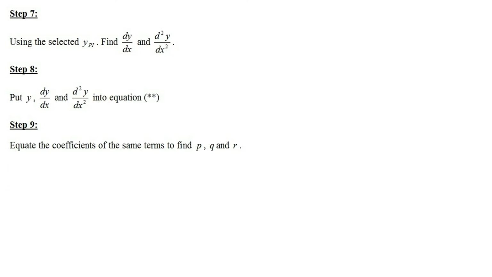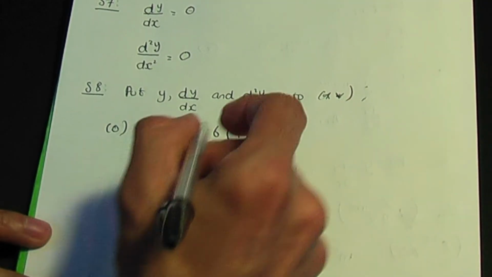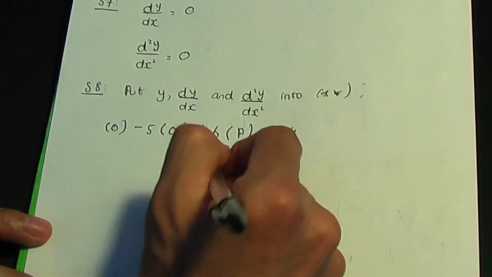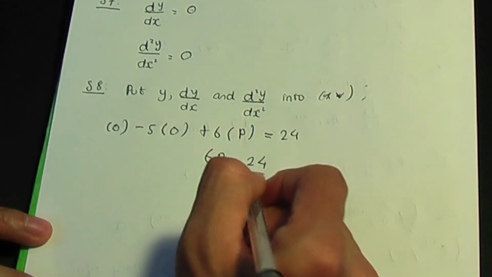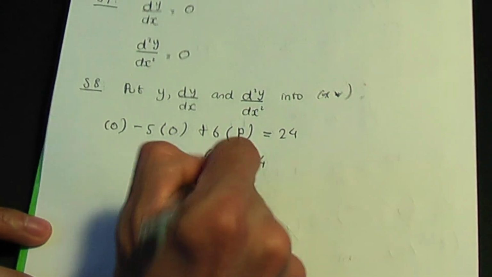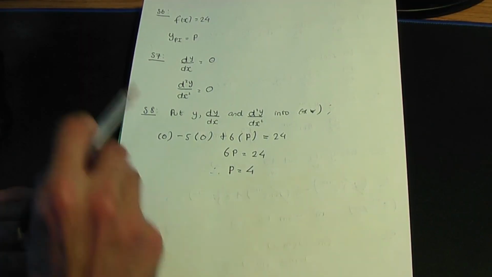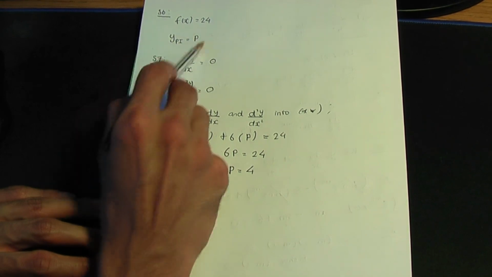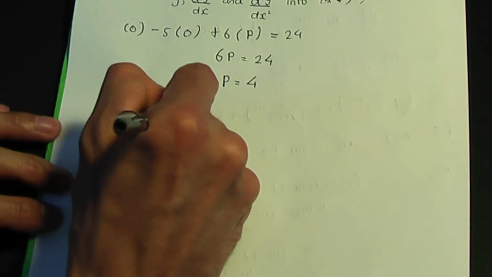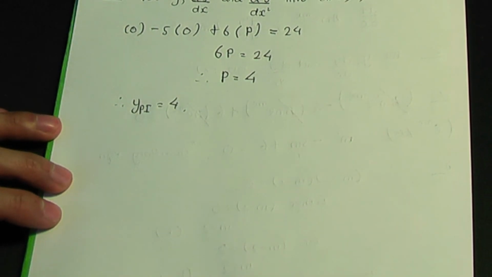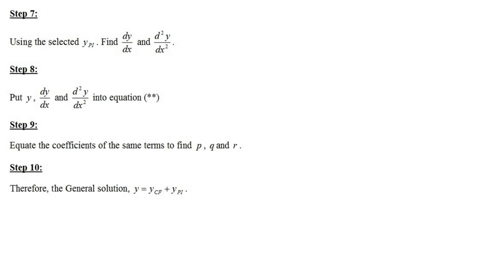And in step number 9, we need to work out p, q and r, okay? So in this case, let's go back to the paper and pen. So if I simplify, 6p is equal to 24, okay? Which means that p is 24 divided by 6, which is 4. So that is our constant p, okay? So once you have your constant p, so put that into your YPI. So therefore, your YPI is 4 in this case, okay? So that takes us to step number 10. So back to the screenshot quickly.